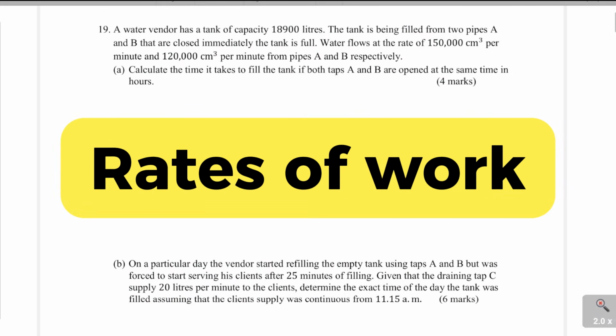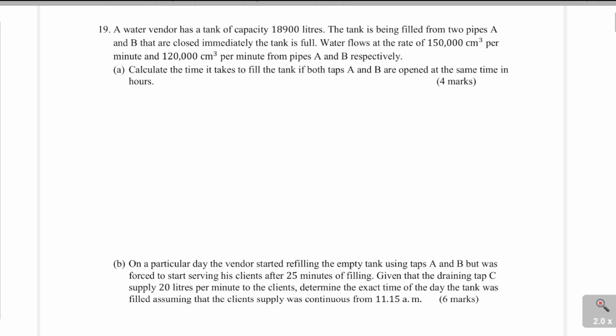Question 19. A water vendor has a tank of capacity 18,900 liters. The tank is filled from two pipes A and B that are closed immediately the tank is full. Water flows at the rate of 150,000 centimeters cubed per minute and 120,000 centimeters cubed per minute from pipes A and B respectively. Part A. Calculate the time it takes to fill the tank if both taps A and B are opened at the same time in hours. That is the first question.